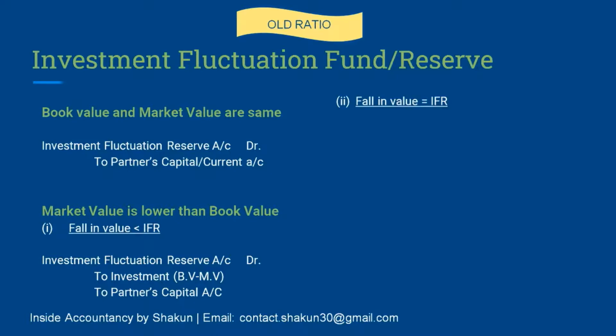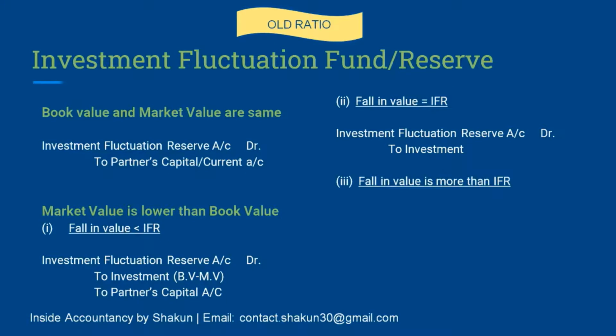Moving on, if the fall in value is equal to the investment fluctuation reserve. Another example: if the IFR was 15,000 and the decrease in the value of investments is also 15,000. Simple, whatever is the amount of decrease, by that amount we are going to credit the investment and recover that from the IFR. So the partners' capital accounts will not be credited.